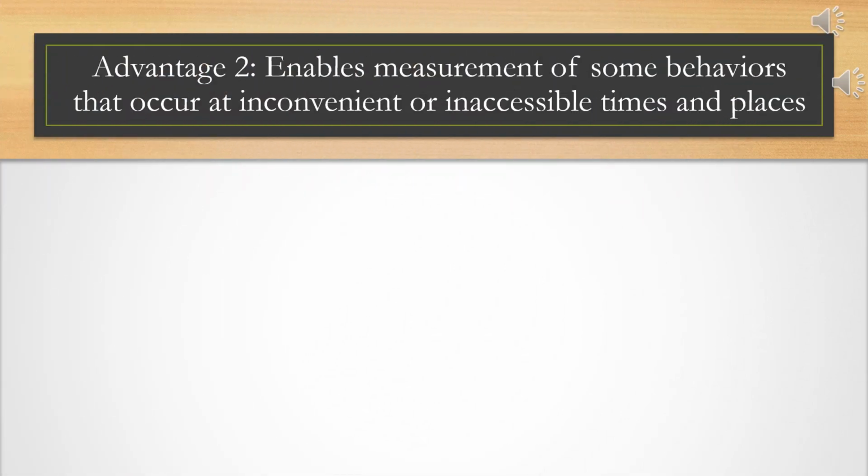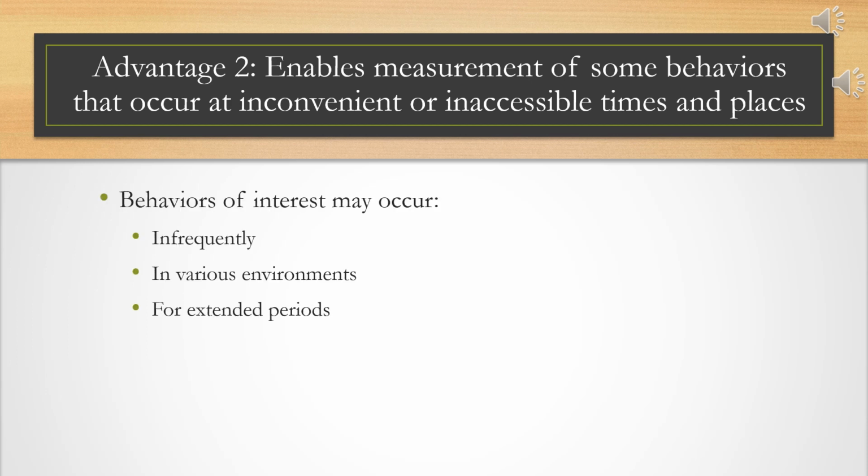The second advantage is that it enables measurement of some behavior that occur at inconvenient or inaccessible times and places. Behaviors of interest may occur infrequently. If a behavior only occurs a few times a day across several time periods, you may have limited ability to observe the behavior during sessions. Therefore, implementing permanent product recording would allow you to obtain more information about the occurrence of behavior outside of your sessions. The behavior also may occur in various environments. Some behaviors we ask of our clients involve them completing work outside of our sessions.